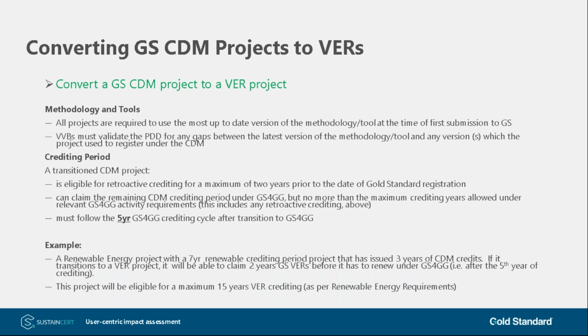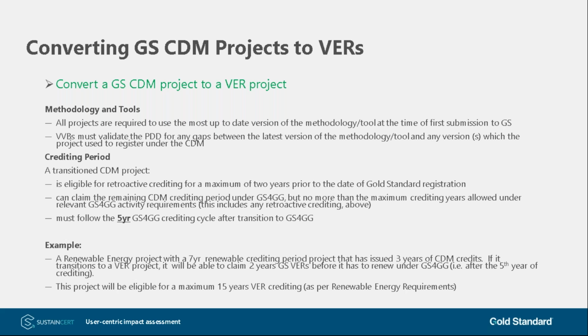So there are a couple of other things to talk about in the conversion process. So methodology and tools. It's a rule in GS4GG that all projects need to use the most up-to-date version of the methodology or tool at the time of first submission. And so therefore it's the job of the VVB to validate the PDD for any gaps between the version used for the submission for Gold Standard and the versions used to register the project under the CDM.